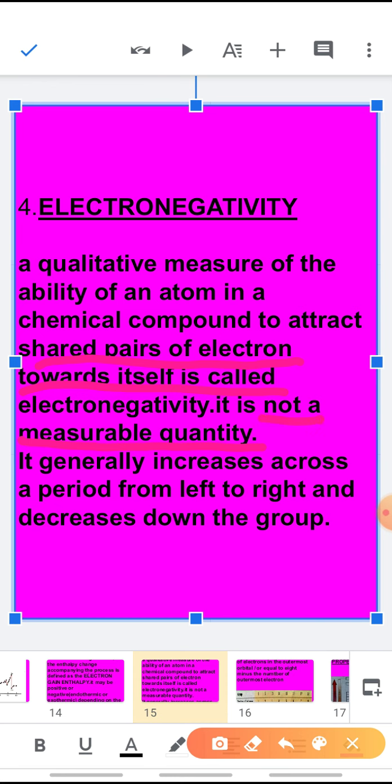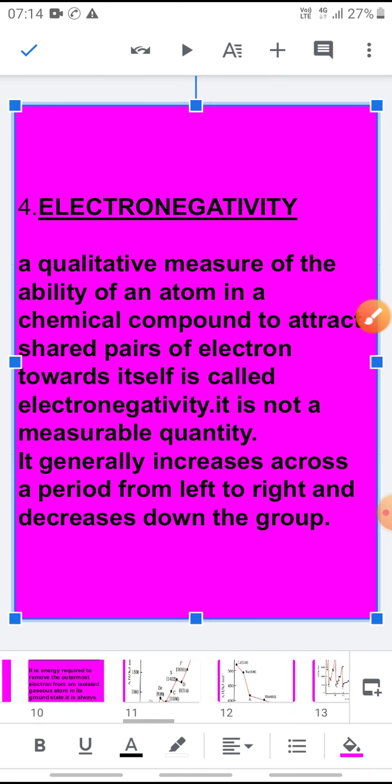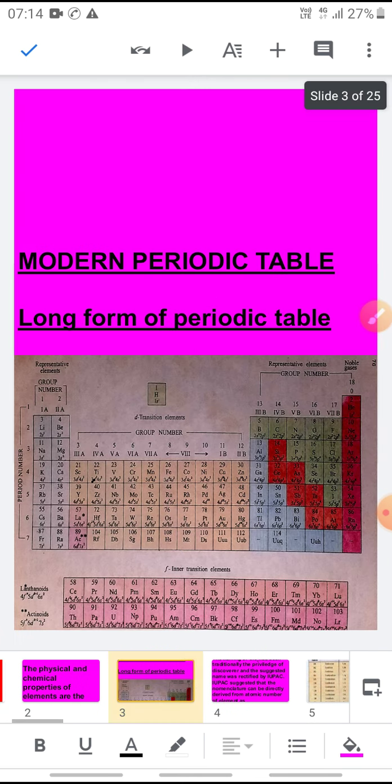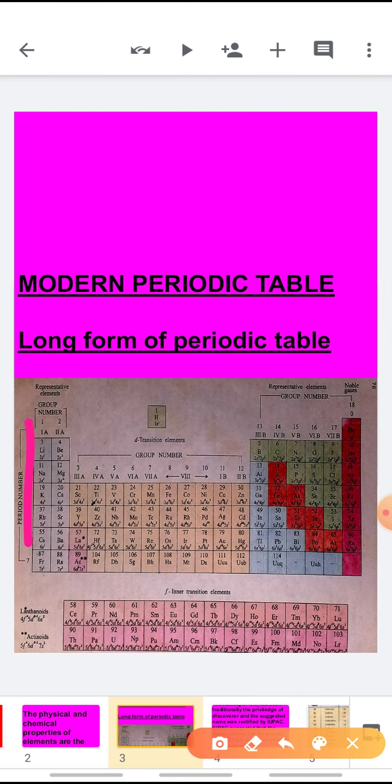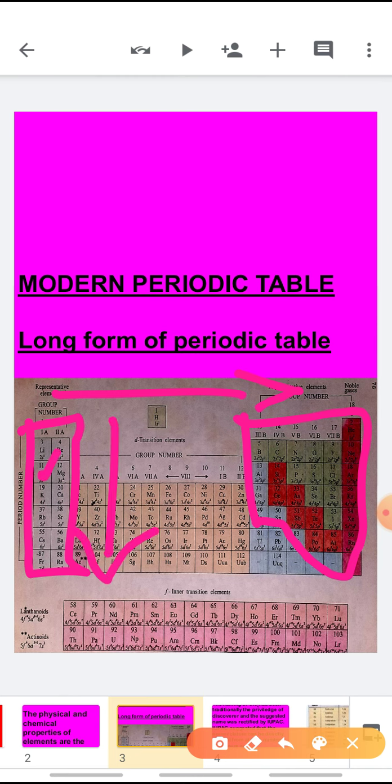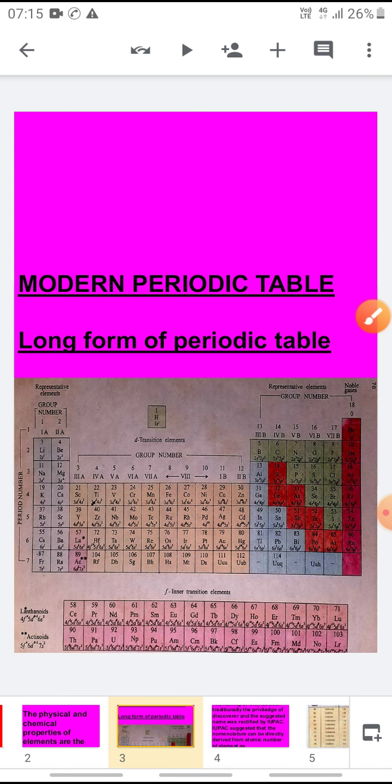In general, we say that it increases across a period because non-metals are more electronegative from left to right, and decreases down the group because here the metallic character is increasing. See, in this periodic table, on this side these are the metals and these are the non-metals. From here to here, the electronegativity increases, and from top to bottom, whether it is here or here, it decreases because the metallic character is increasing.